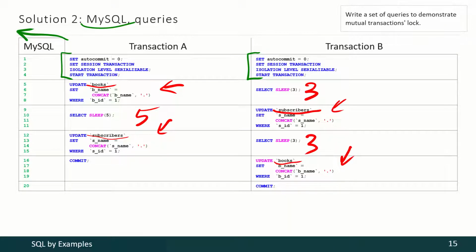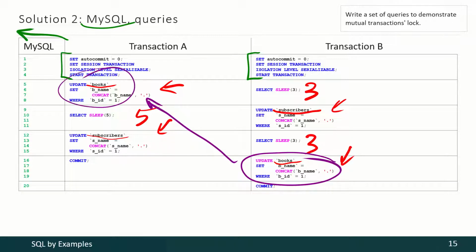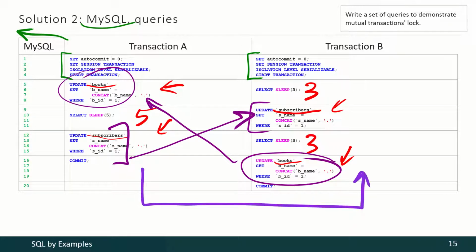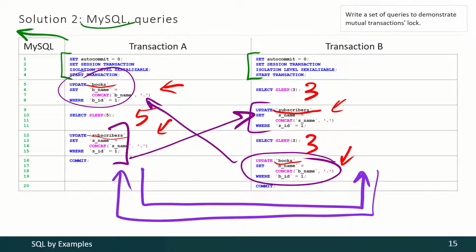And here is the problem. This update waits for this update to complete. And this update waits for this update to complete. So the first transaction is waiting for the second transaction completion, and the second transaction is waiting for the first transaction completion. And that's the mutual transactions lock. All modern DBMSs detect that situation.